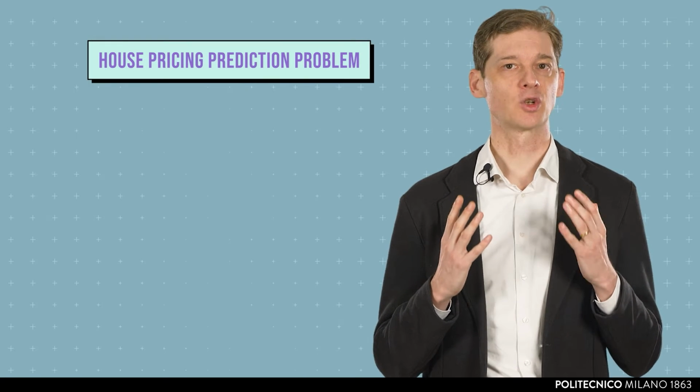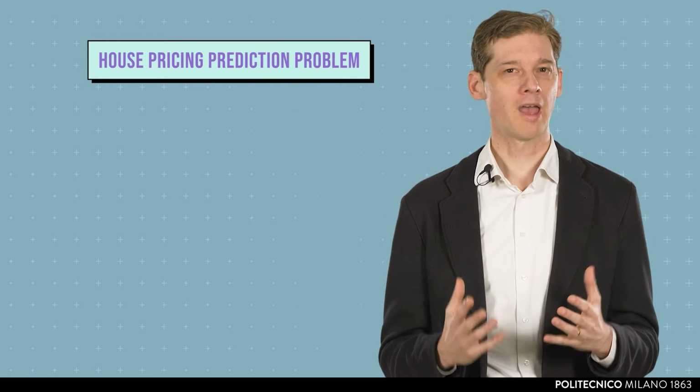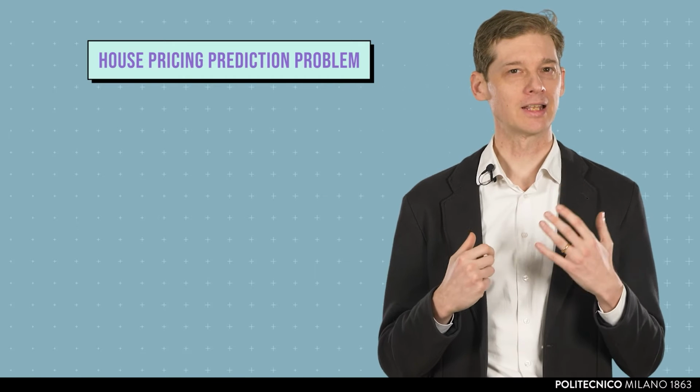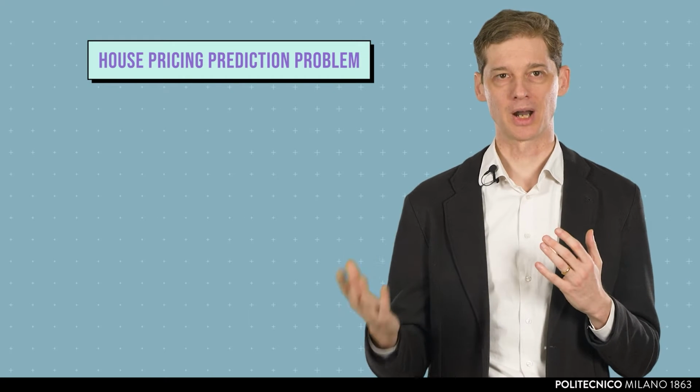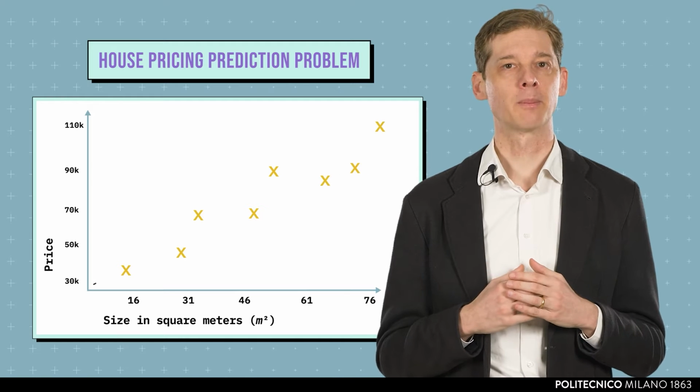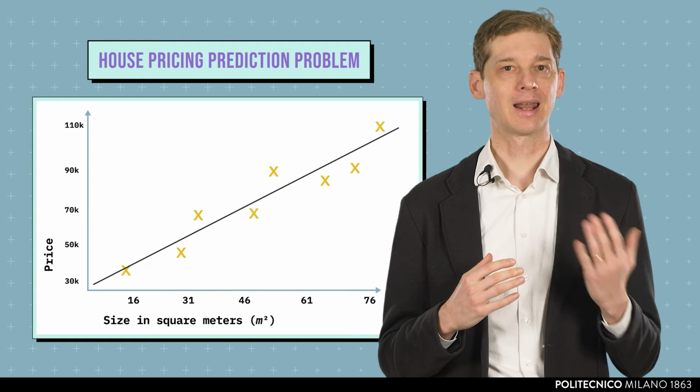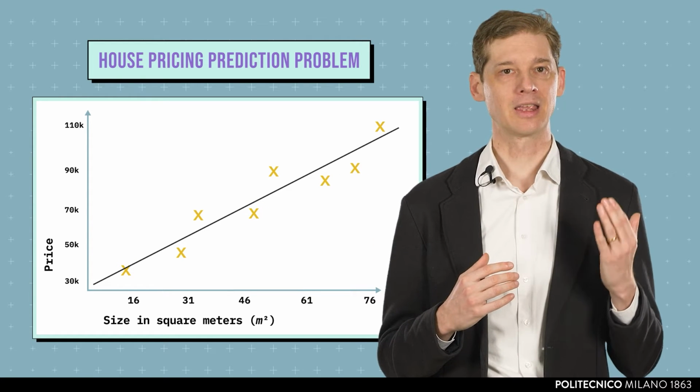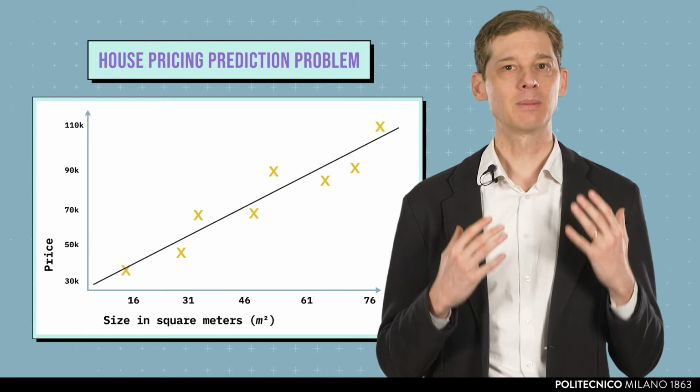To fix the ideas, let's consider the house pricing prediction problem and assume that we have a set of examples that relates the size of a house to its price. In the figure, we can see the examples represented by yellow crosses, and the black line is the model, linear in the input variable size, that minimizes the mean square error.